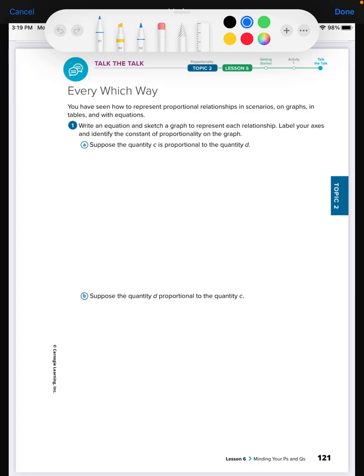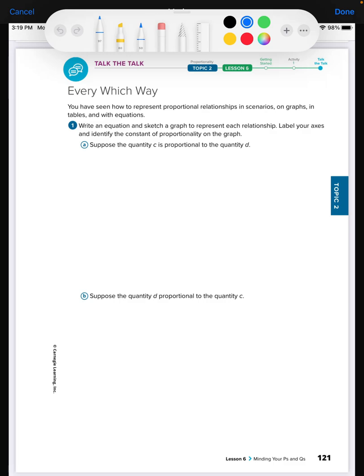All right, hello. So today we are going to be working on page 121 and 122. So this is Talk the Talk, and it is for the Minding Your P's and Q's. What it's asking us is, you have seen how to represent proportional relationships in scenarios on graphs and tables and with equations. So they want us to write an equation and sketch a graph to represent each relationship. Label your axis and identify the constant of proportionality on the graph.